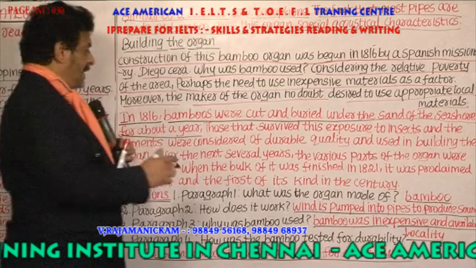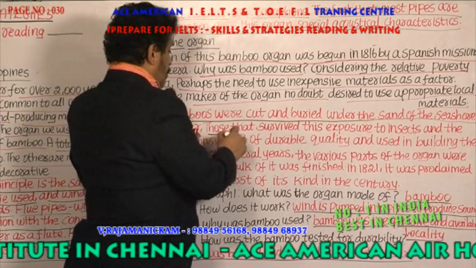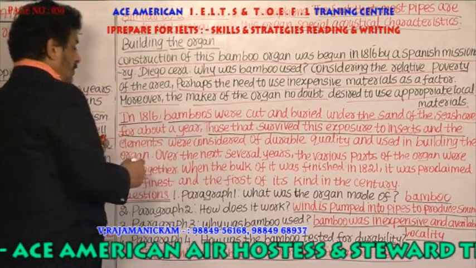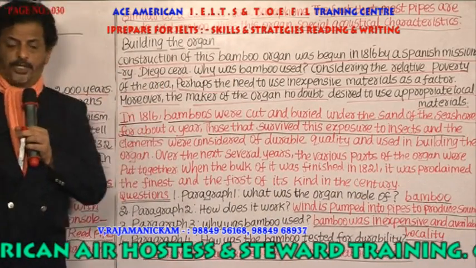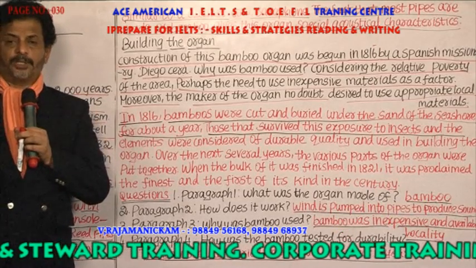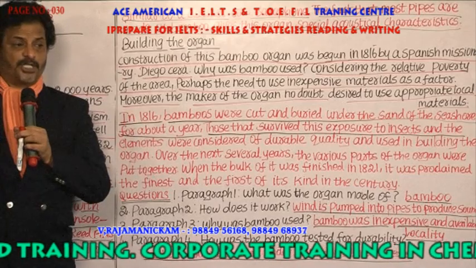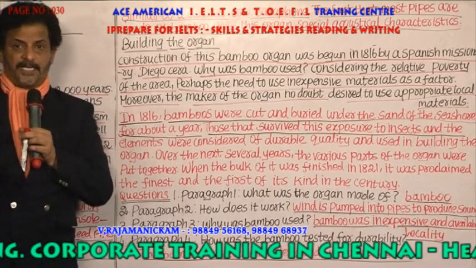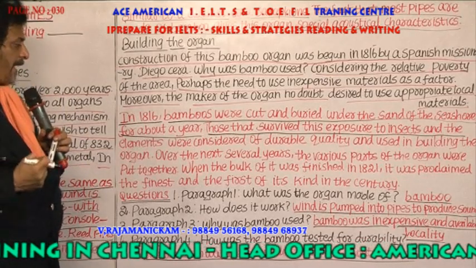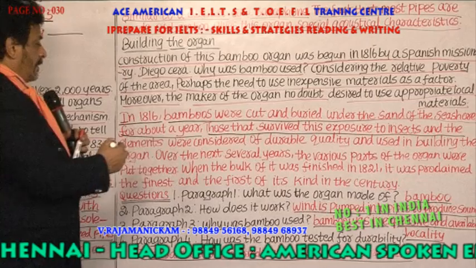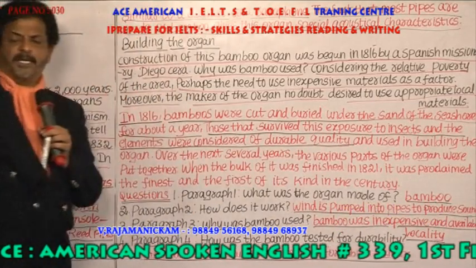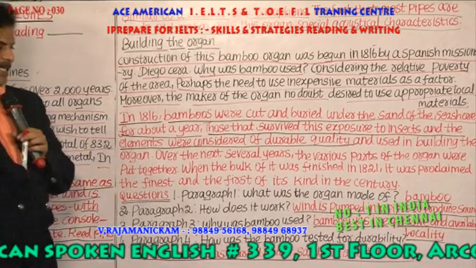Those that survived this exposure to insects. So as the bamboo sticks were put under the seashore, what happens? They have to survive the insects. The insects will go there and try to damage the bamboo. Those bamboo sticks which were able to survive were considered of durable quality. What do you mean by durable quality? It can last for long days, long years, and they are used in building the organs.